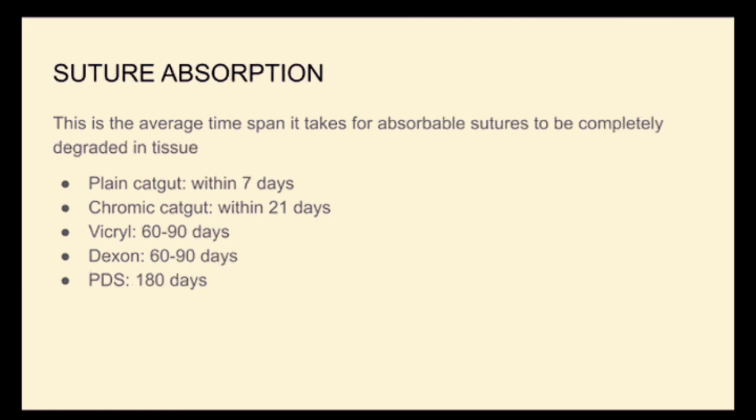appropriately. The next feature is suture absorption, and this is the average time span it takes for absorbable sutures to be completely degraded in tissue. For Vicryl, it is 60 to 90 days. That means after this time, the sutures are degraded and then they disappear from tissue.